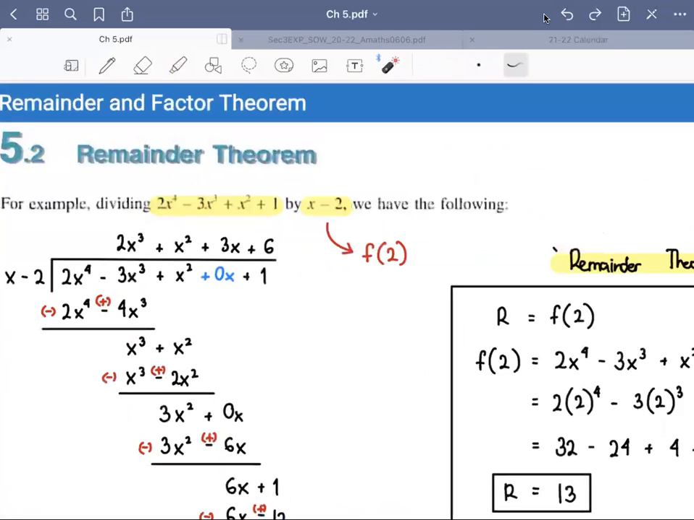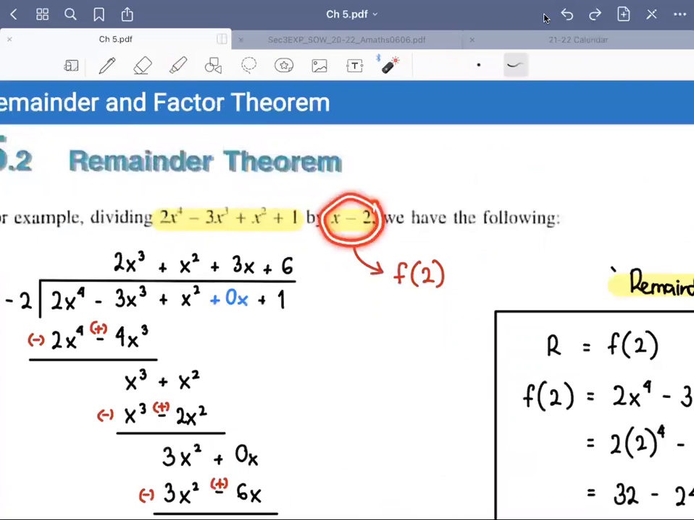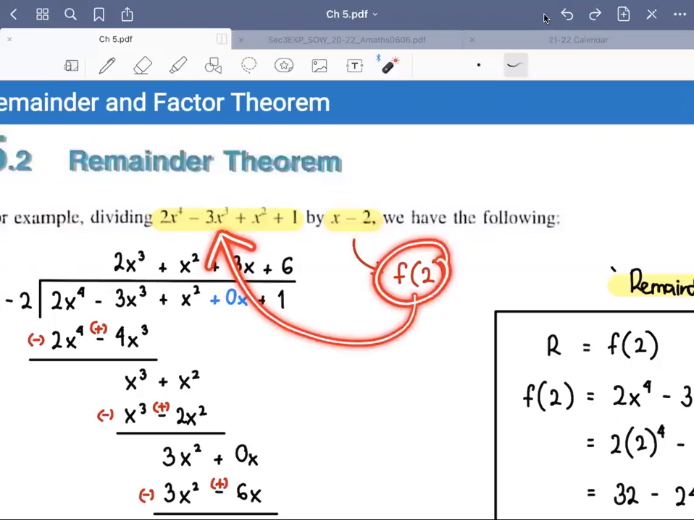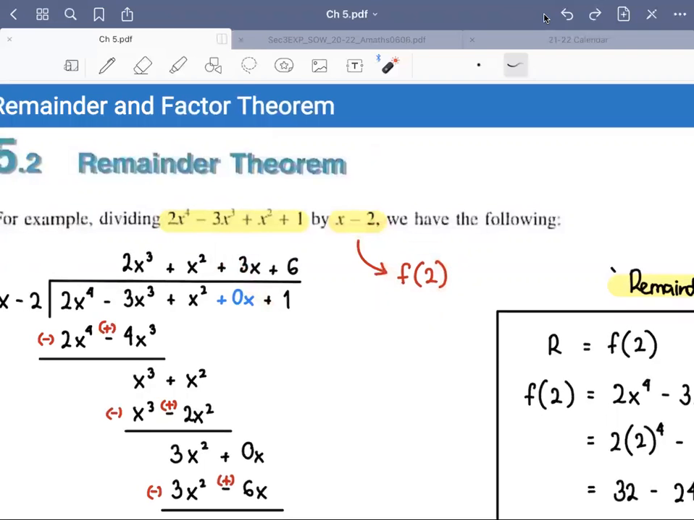Okay, so you see this. You see x minus 2. This is the divisor, right? So instead of x minus 2, it becomes f of 2. Okay, f of 2. And then f of 2 will now be equal to this, and then you will get the remainder of that process.